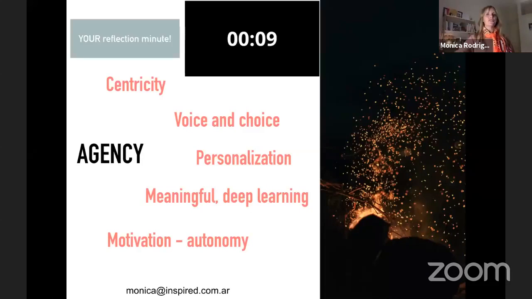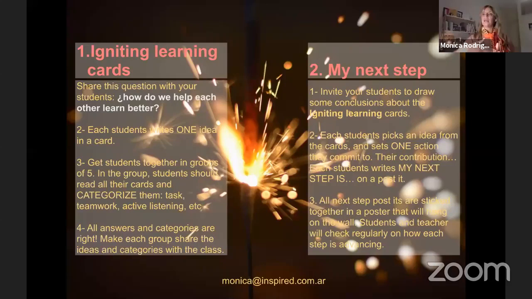Okay, so let me move forward, my dear colleagues, into what do we have next? Let me see your reflection minute. I have these two activities, but I will move forward. I'd be happy to share these two activities by email. These are two examples of activities that we can do to create higher levels of agency and engagement with our students. These ones are aimed for students in secondary school or maybe university or adult students. So you can send me an email and I will share these two activities.